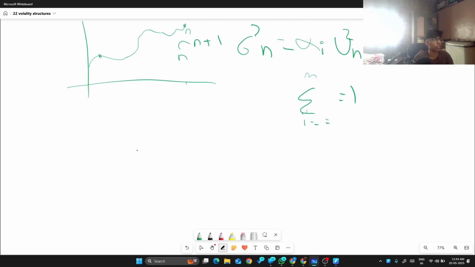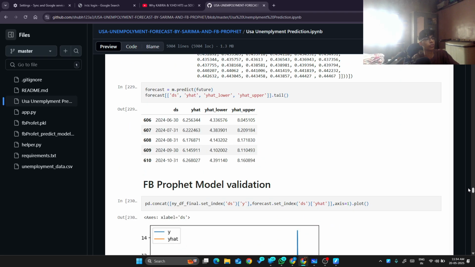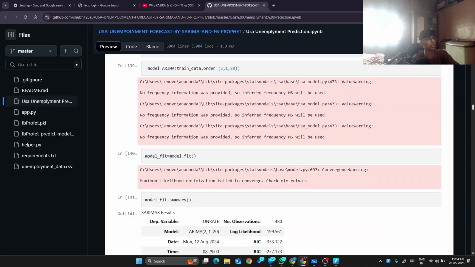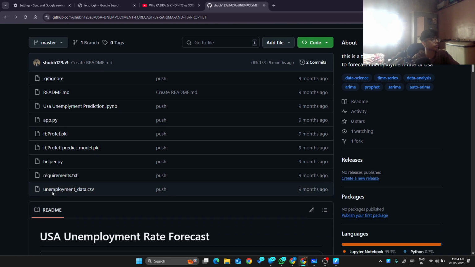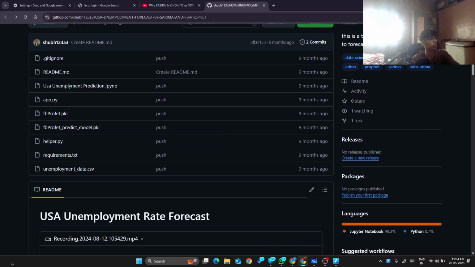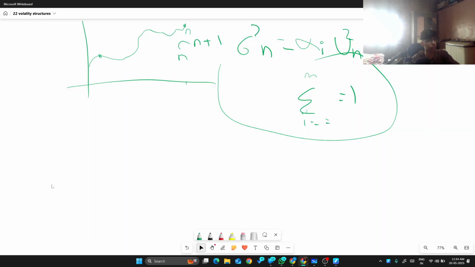And there is a long term mean. To make a model more robust, we can add the long term mean. So let me tell you what the long term mean is.